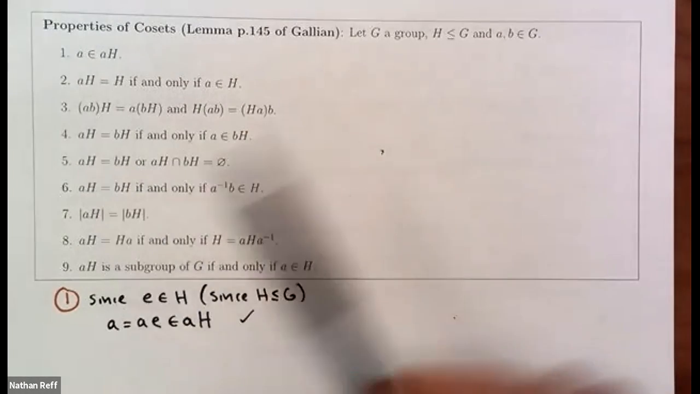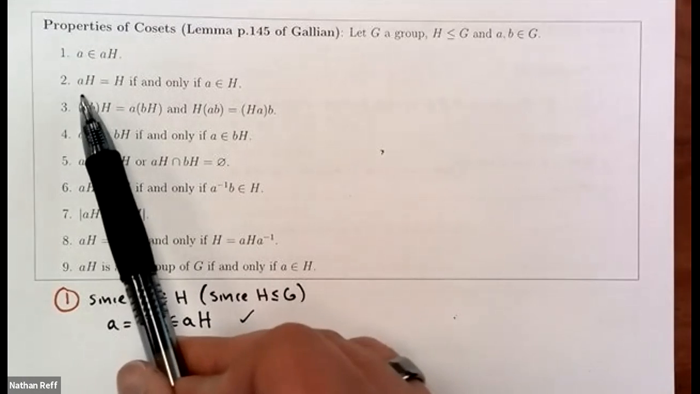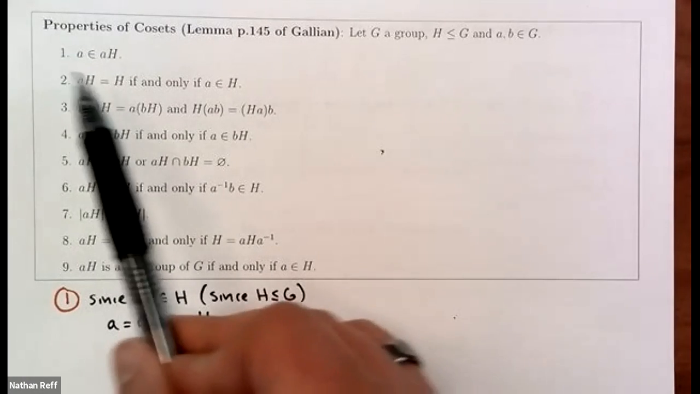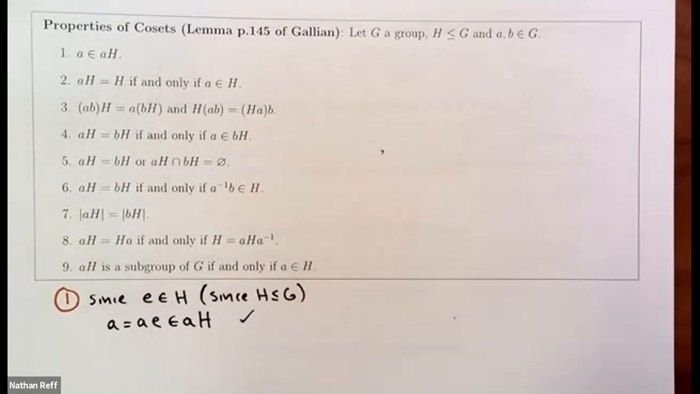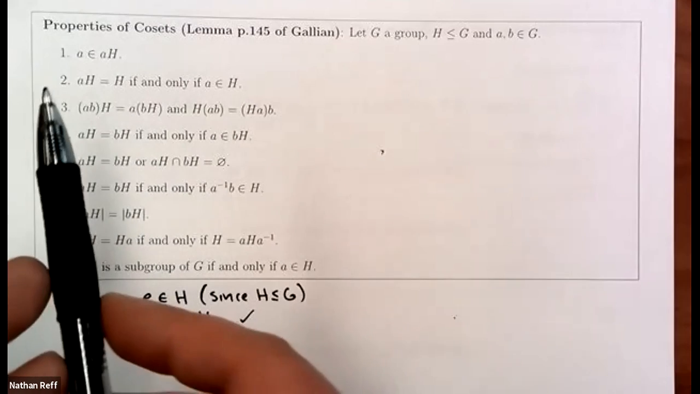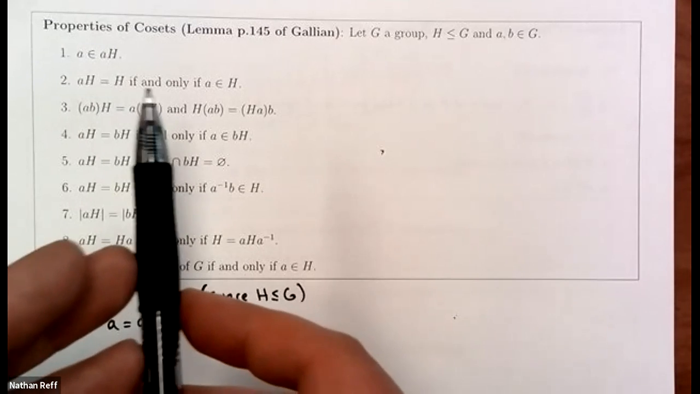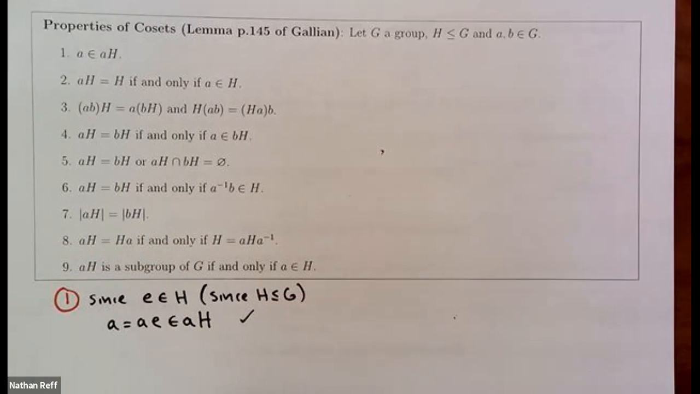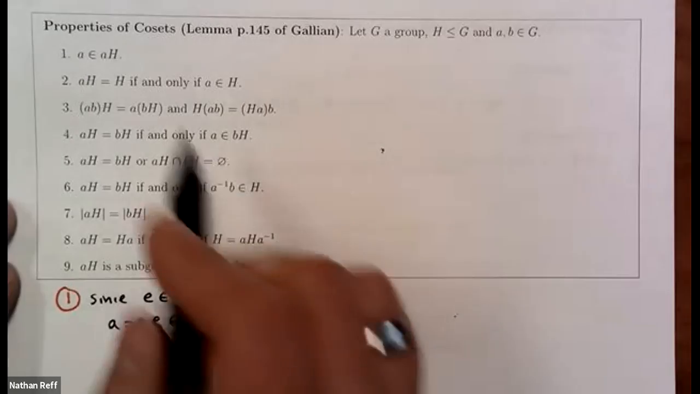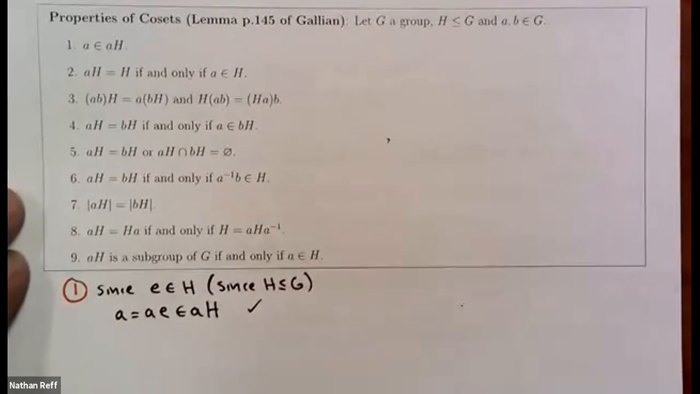Okay, second thing, do you remember that sometimes the coset that you calculated turned out to be the actual subgroup? So I wasn't actually shifting the subgroup in any way. And it turns out that that's going to happen if and only if A is in the subgroup itself. Okay, so this is an if and only if condition. Let's see if we could prove that.